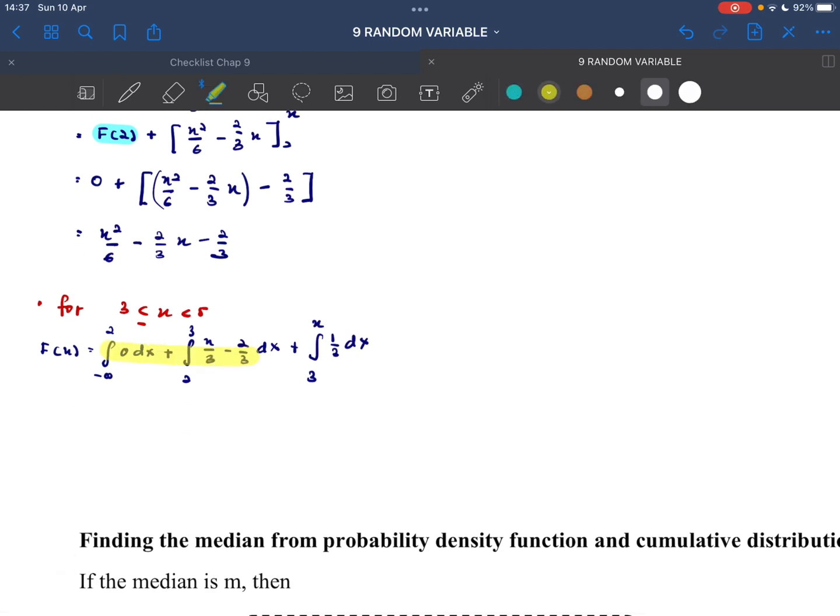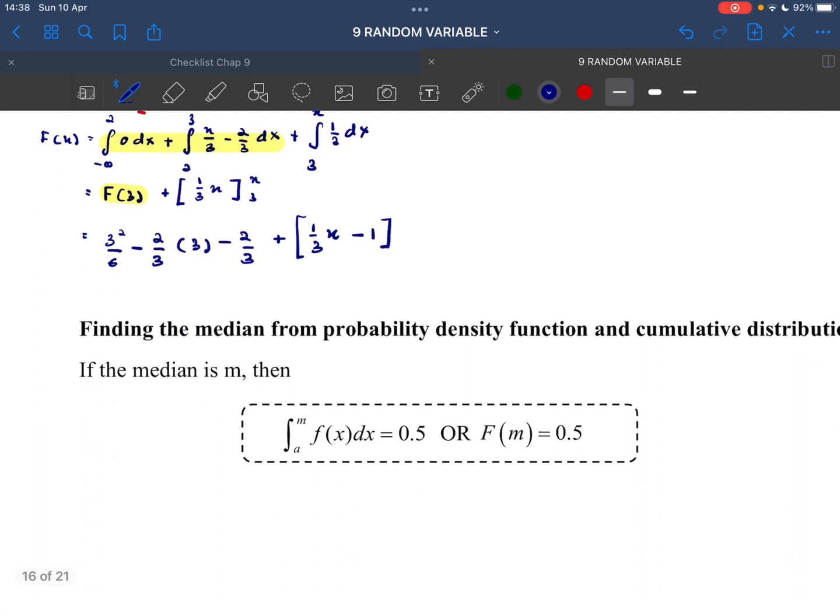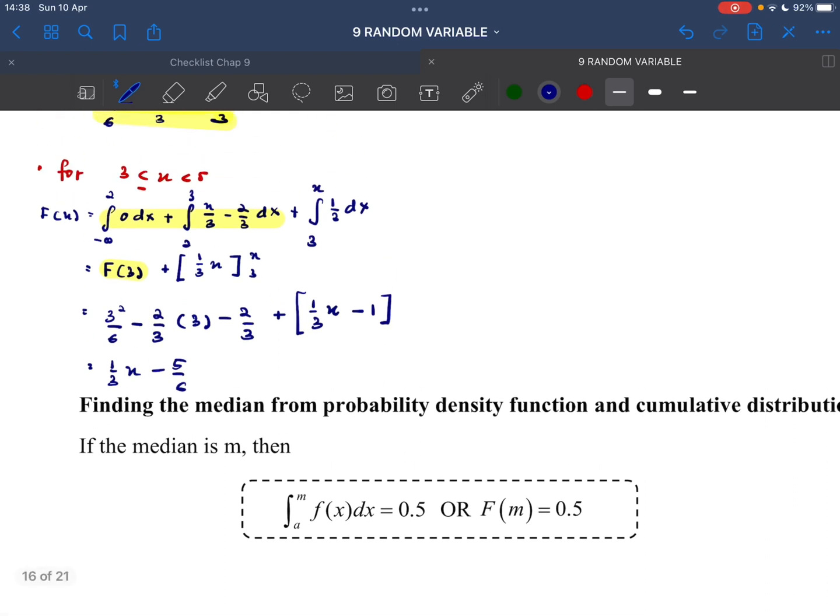And the first two integrals are actually equal to F(3), which is the same as this one here. What we have to do is just substitute 3 into the previous function. So we have F(3), and we only have to integrate this part: 1 over 3 dx, integrated from 3 to x. Substituting into the previous function, we have 3 squared over 6 minus 2 over 3 times 3 minus 2 over 3. And for 1 over 3, substituting x and 3 gives 3 over 3, so that will be 1. Put everything in your calculator, and you should get 1 over 3x minus 5 over 6, which is your F(5).